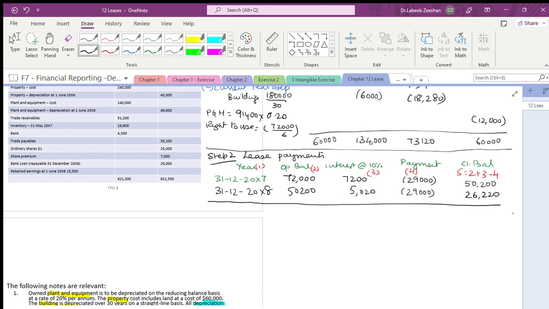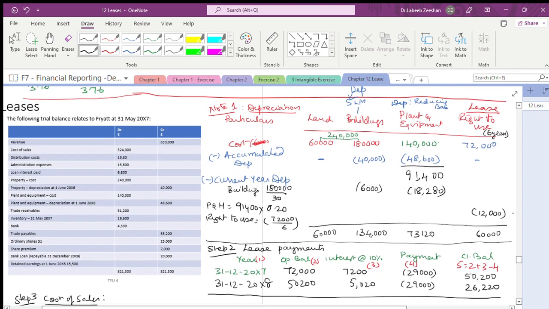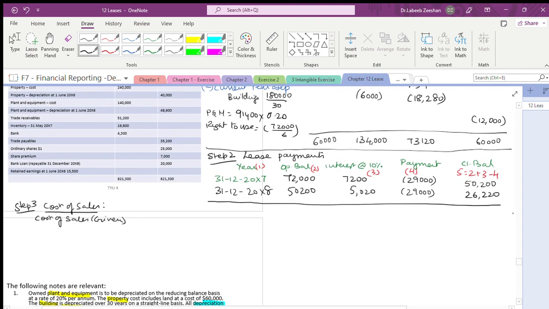Next. Now what do we have to do? We have to do step 3. Step 3 is cost of sales. That's what it says. How much is the cost of sales given? Just go through it. How much is the cost of sales? 324,000. Is it right? Cost of sales is 324,000. Fine.